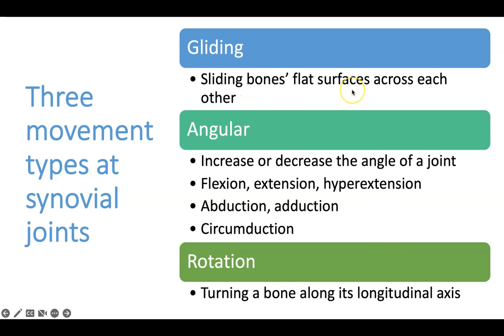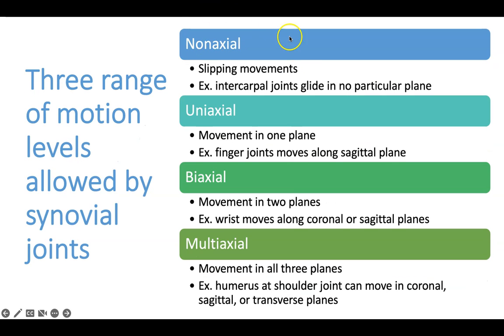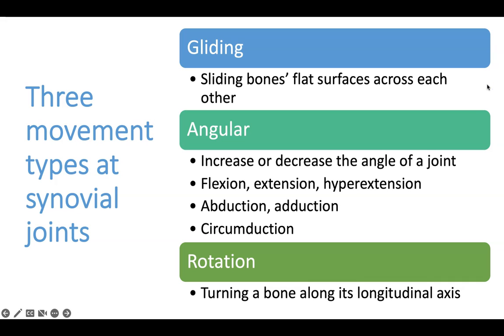This is going to be flat surfaces of at least 2 bones that are basically just going to slide over each other. This would be something that maybe you would see with non-axial joints, like those intercarpal joints. Next, we can have angular motions, so angular, angle. It changes the angle of a joint. Usually when I think of joints, this is what I think of. Angular movements are things like flexion, extension, hyperextension, abduction, adduction, or circumduction. All of those are examples of angular movements.